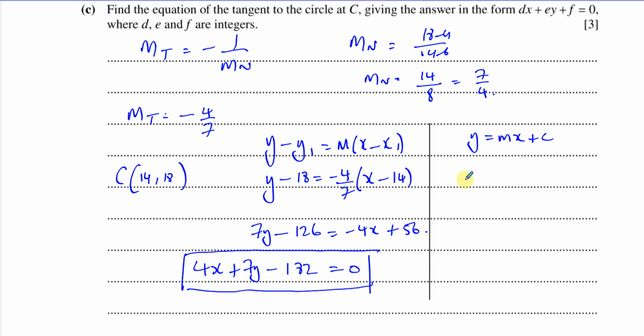But I will just show you for those who are insisting on using this method, just in case you have an issue. So here we'll replace the y with 18, replace the m with minus 4 over 7, replace the x with 14. Okay, and you have plus c. So here the 7 and the 14 will cancel out, giving you 2. So you have 18 equals minus, that's going to be 8 plus c. So you have c equals 18 plus 8, which is 26. So you're left with y equals minus 4 over 7x plus 26.